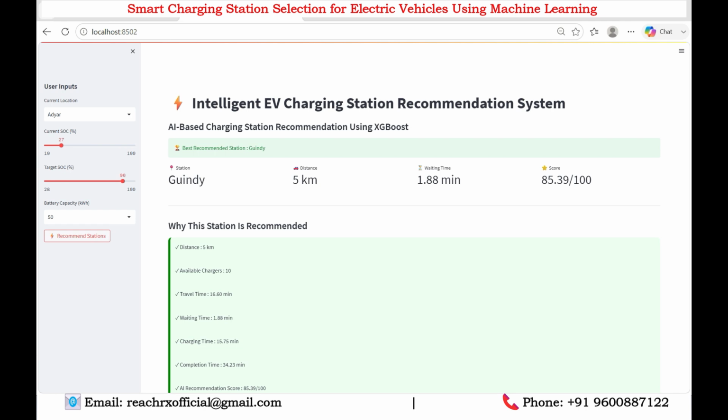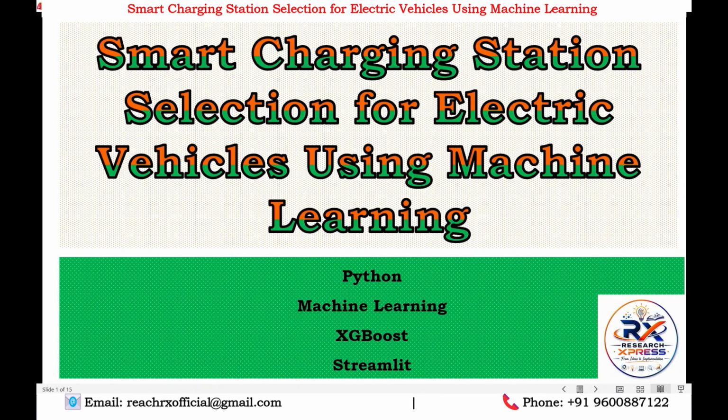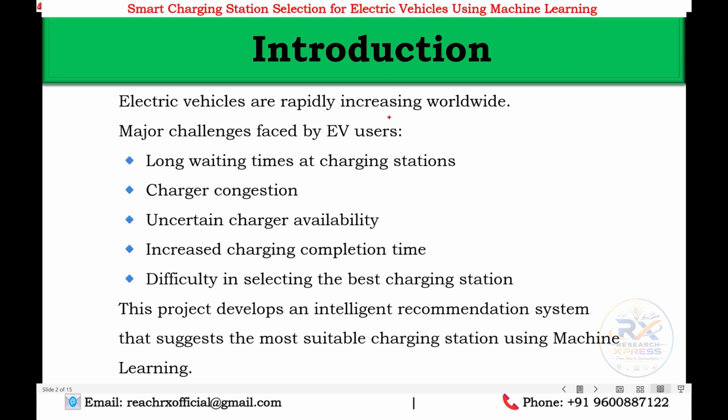Based on that, this dashboard will work as an intelligent charging station recommendation system. Why are we choosing this EV charging recommendation system? We can see one by one. Electric vehicles are rapidly increasing worldwide. Major challenges faced by EV users: long waiting time, charger congestion, uncertain charger availability, increased charging completion time, difficulty in selecting the best charging station. This project develops an intelligent recommendation system that suggests the most suitable charging station using a machine learning method.